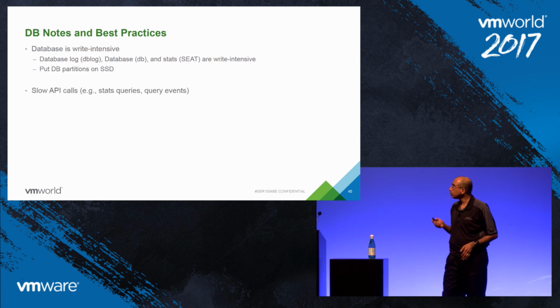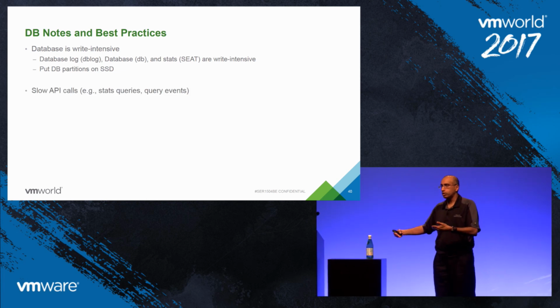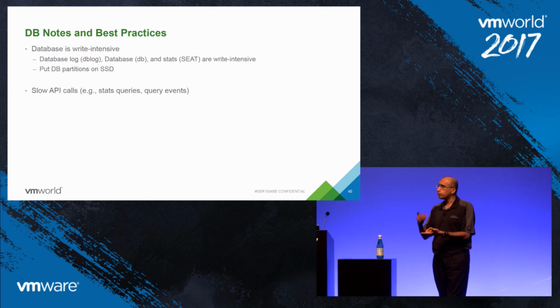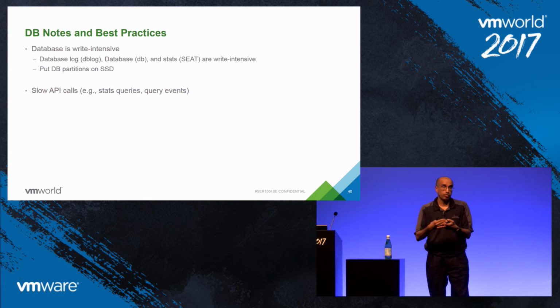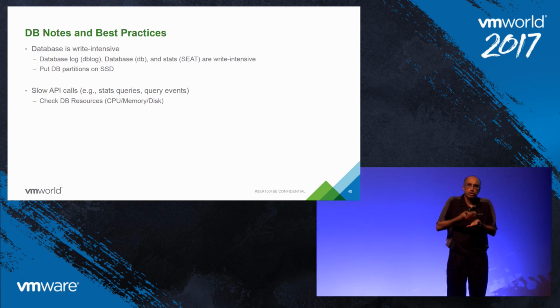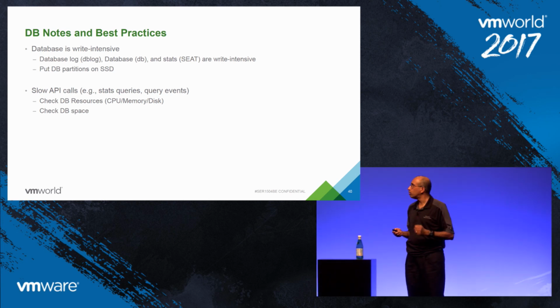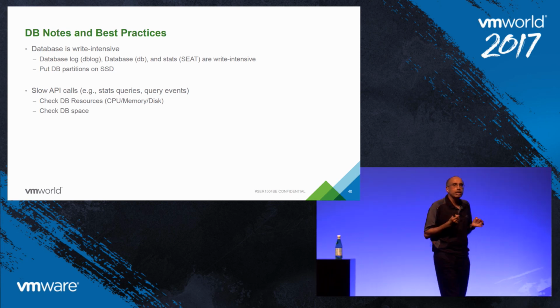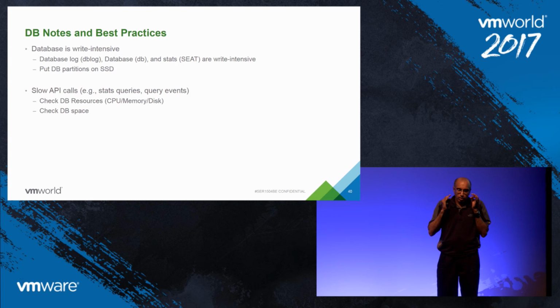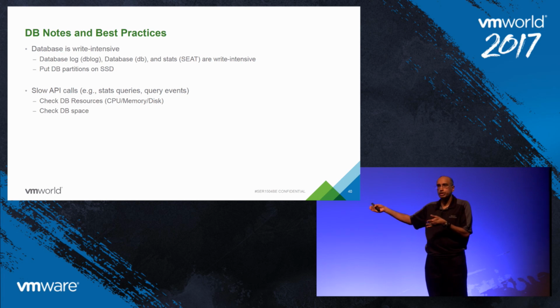If you are experiencing slow API calls, the workflow I typically run through, and again, these are primarily for slow stats queries or slow event and task queries, I typically obviously check the database resources. I'll show you how to do that in a minute for the appliance. Of course, check CPU, memory, etc. Definitely check the database space. In a lot of situations, a customer's database is running low on space, and this can unfortunately, if it gets to a certain point, cause vCenter to crash.